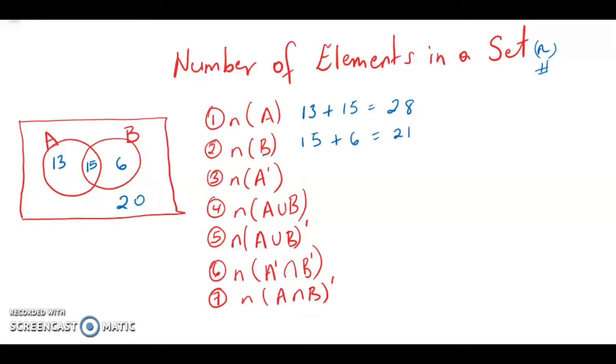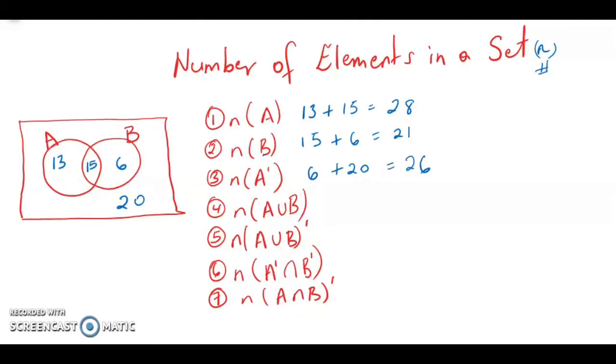For number 3, the number of elements in A complement. Remember that when we look at the complement of a set, it's everything outside of that set. So here we have 13 and we have 15. So we're going to look outside of A. So we have 6 on the outside and we have 20 on the outside. So I'm going to add those together. 6 plus 20 is equal to 26.